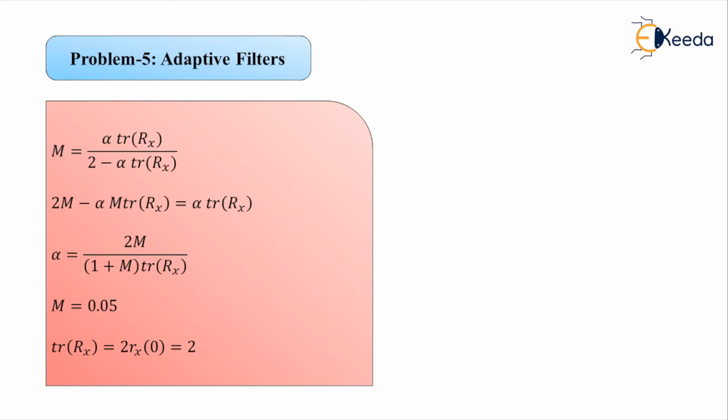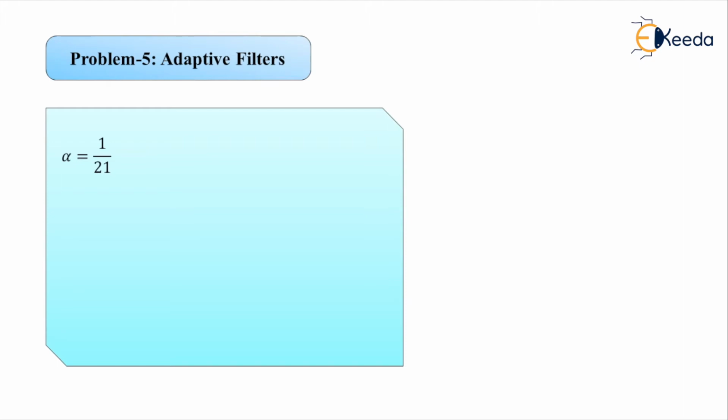So all the unknown parameters, those we find on the RHS, are now known. So substitution of the values results into the computation of alpha to be equal to 1 upon 21 here. So using the alpha value, we can write the LMS update equation. The LMS update equation is the relationship with W suffix n plus 1 and W suffix n.